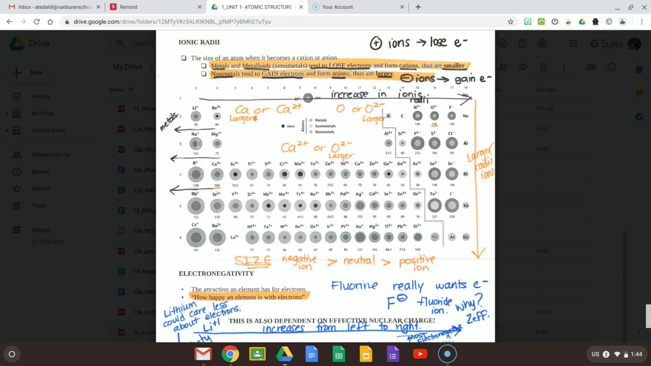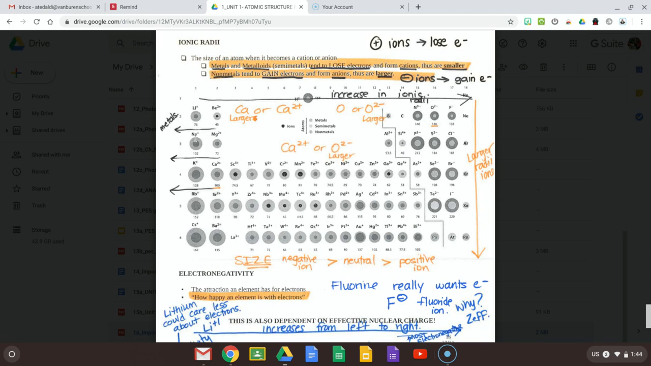That is because, why? Effective nuclear charge. Magnesium definitely has a stronger effective nuclear charge, so it's going to be smaller in size than sodium. That is not going to be a typical trend that you have to remember. You'll probably be given information on a quiz or the AP exam.